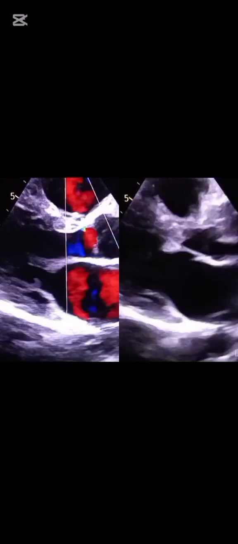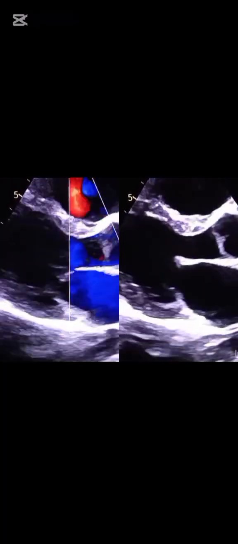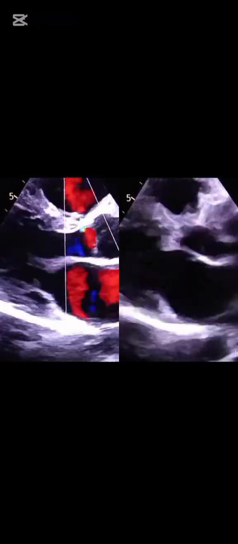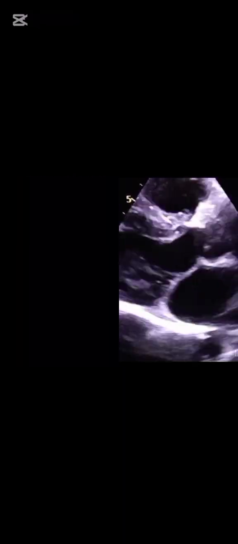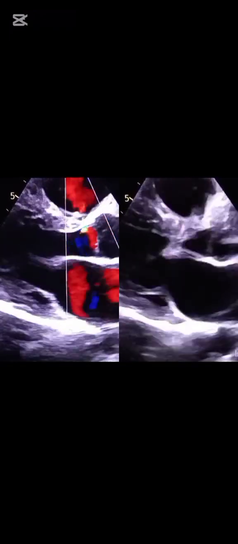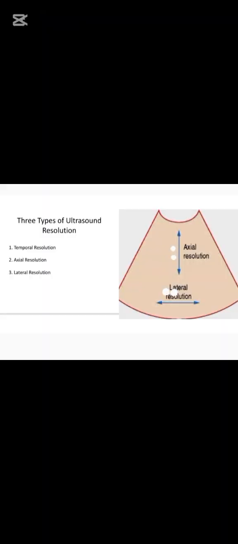When we have a VSD or any shunt, tell me which view is the best for measuring the diameter of this defect. Parasternal long axis view, apical view, subcostal view, which one and why? Okay, to answer the question, first we study the resolution.